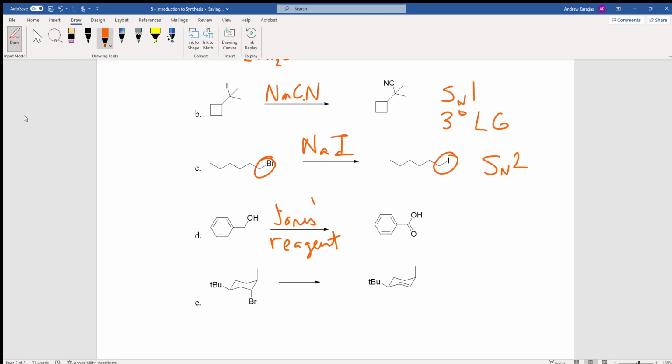And part E, we have an elimination. We had the bromine in our starting material. We have the alkene in our product. And so we know that we need a strong base here to trigger elimination.